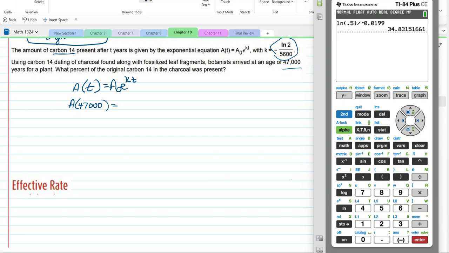Do we know our A? It is 1. I'm going to put it as 1, start. The up caret, I'm going to make it kind of big so we can know what we're talking about. Negative ln of 2 divided by 5,600 times the 47,000. Right. Now all we have to do is figure out what A of t is.